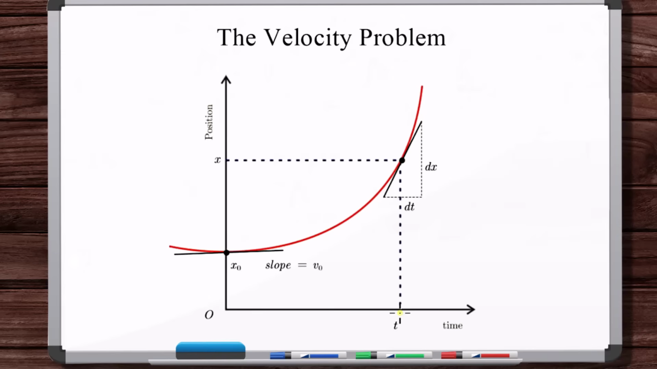Okay, but now, as far as how do you solve the velocity problem, well, again, the tangent and velocity problem are really the same problem.